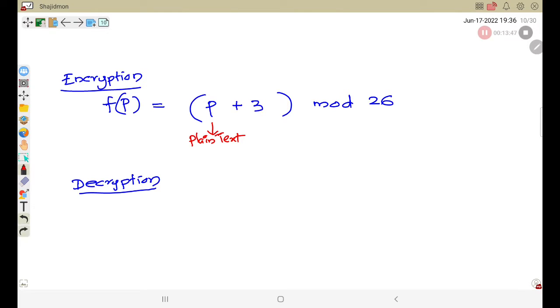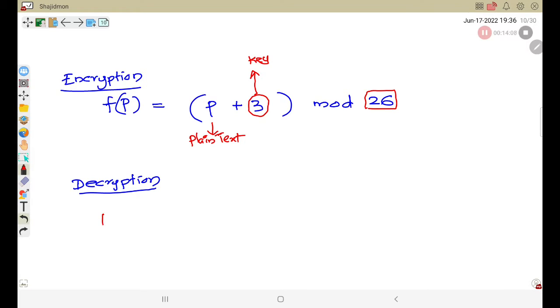And this number 3 we are calling the key of the Caesar cipher. There is only one key, a fixed number in Caesar cipher, that is number 3. So be careful, this 3 is the key of the Caesar cipher, and it is fixed. Mod 26, because we have a total of 26 English alphabet letters, starting from 0 to 25.